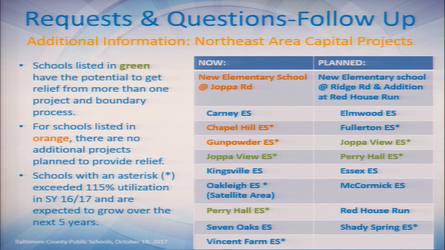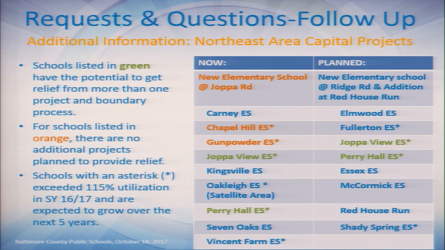So you have to look at the numbers and the projected enrollment in some of these schools. Some of them are going up, some of them are stable. It's just something to be mindful of when you start working through this. You see Joppa View and Perry Hall are listed, both in this particular process, and they are also listed in the process for the Ridge Road Elementary School. And schools that have an asterisk exceeded 115% utilization in 16-17 and are expected to grow over the next 5 years as well.